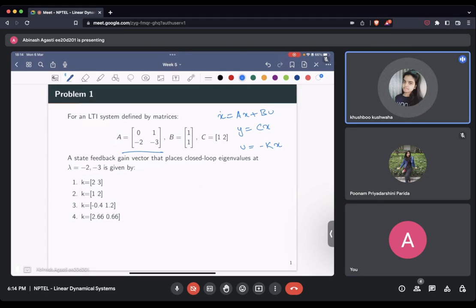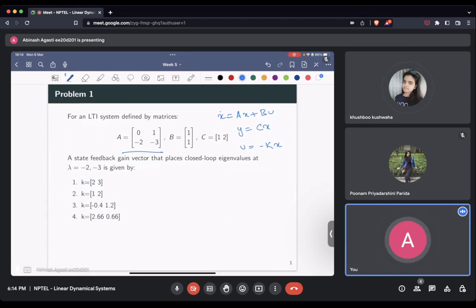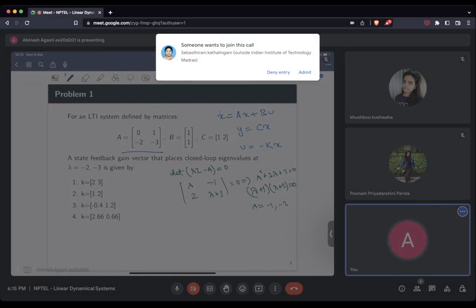So -2 and -1. Let's just verify that. Determinant of lambda I minus A equals 0. So what do we have? Lambda, -1, 2, lambda plus 3 equal to 0. So that implies, yeah, so we have this as the characteristic equation. So lambda equal to -1 and -2 are the eigenvalues of this current system. So what does that tell us about the stability of the system?